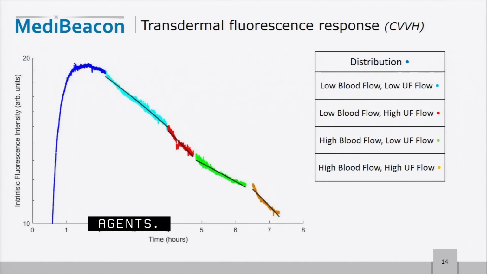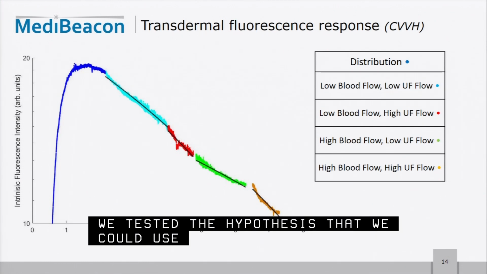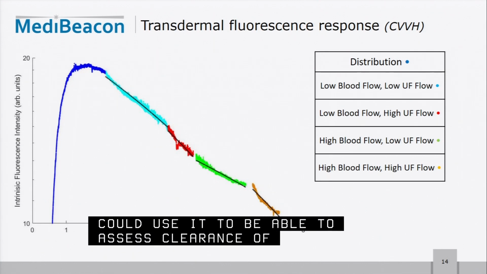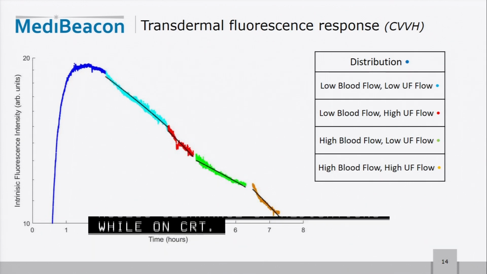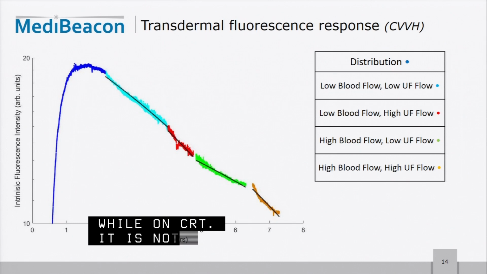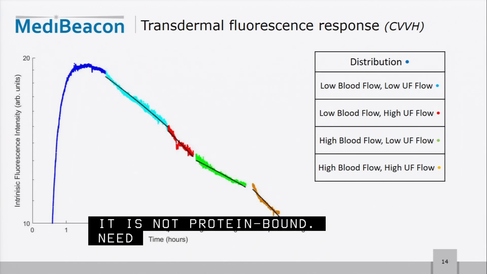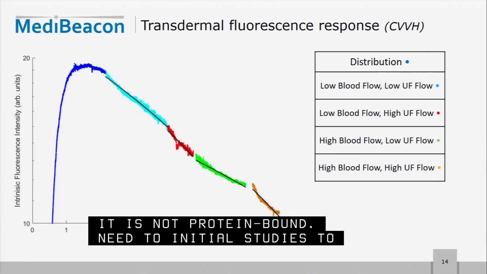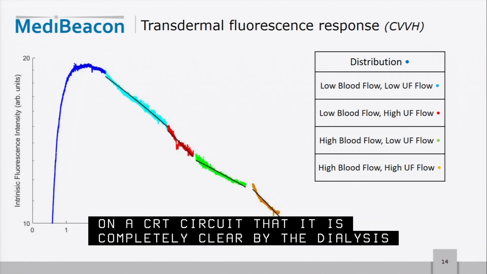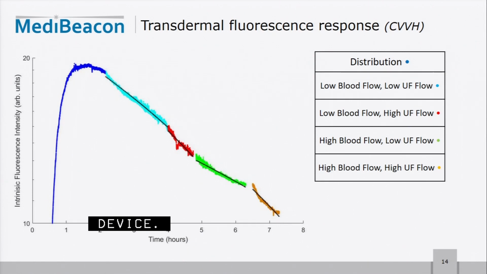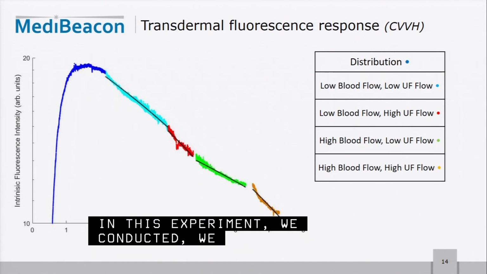We tested the hypothesis that we could use MB-102 to be able to assess clearance of medications while on CRRT. MB-102 has a molecular weight of 382, and it is not protein-bound or lipophilic in any way. We did initial in vitro studies to show on a CRRT circuit that it is completely cleared by the dialysis device. In this experiment, we performed bilateral nephrectomies on pigs.